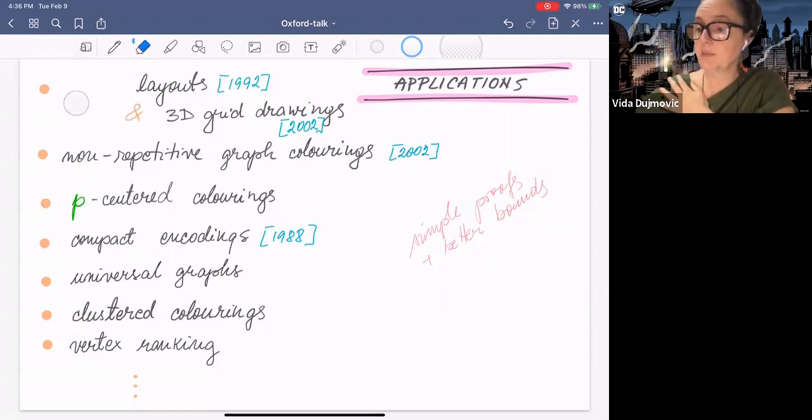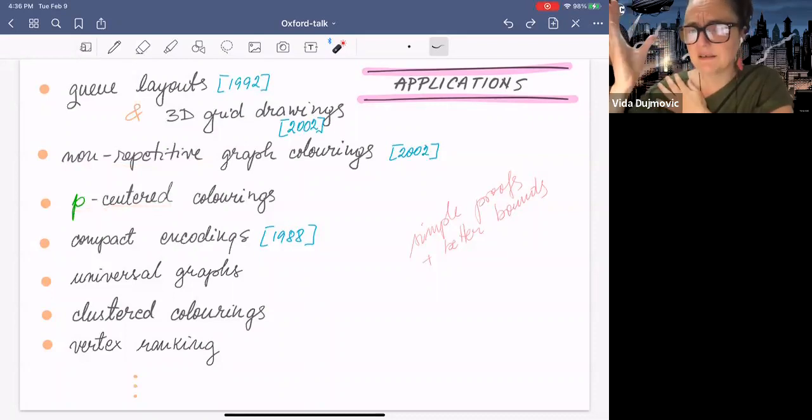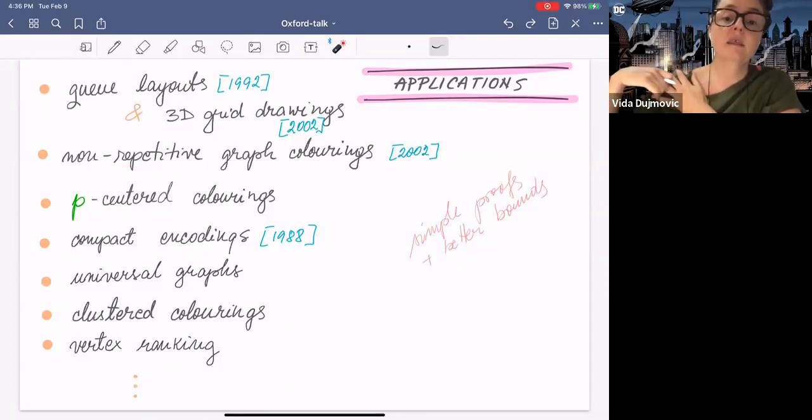Okay, so in the case of queue layouts, for example, the previous best bound was log n, so it depended on the number of vertices of the graph, and we got a constant using the product structure theorem. The same was the case for non-repetitive graph colorings. For P-centered colorings, the previous best bound was about P to the 19 or 17, and they reduced it to P to the 3 using product structure theory, and so on.